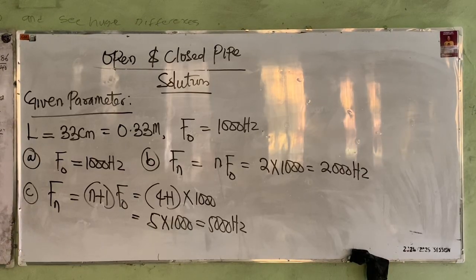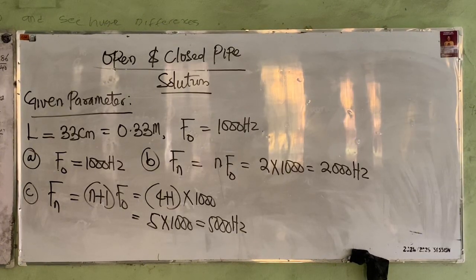Please do this one for me. If a 1.5 meters tube is open at both ends, full stop there. What is A? The frequency of the fundamental.